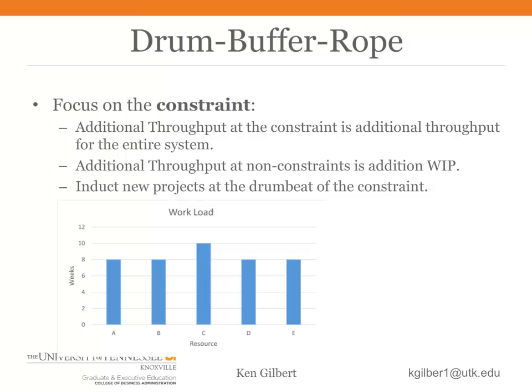We want to start new projects frequently enough to ensure that C always has work to do. That would be about one every 10 weeks. But inducting more projects than one every 10 weeks just to keep A busy, for example, will not increase throughput. It will only increase WIP as more projects pile up in the system.